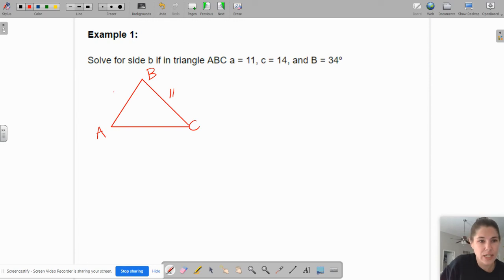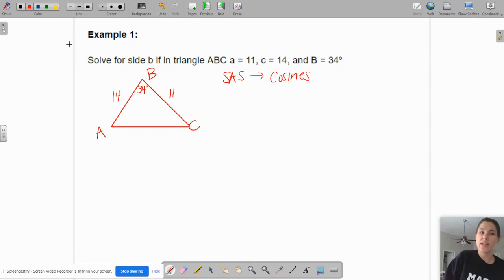So side A is 11. Side C is 14, that's going to be over here. Then angle B is 34 degrees. Based on this, I can see that it's side, angle, side. Side, angle, side. That's what tells me that I'm going to be using the law of cosines.